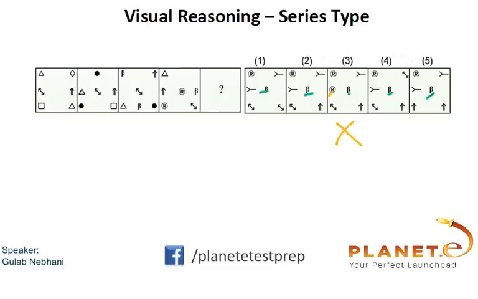I can see a sleeping Y in the first option, in the second one, in the third one, as well as in the 5th one. So I don't have it in the 4th one. So I'll put a cross mark against option number 4.